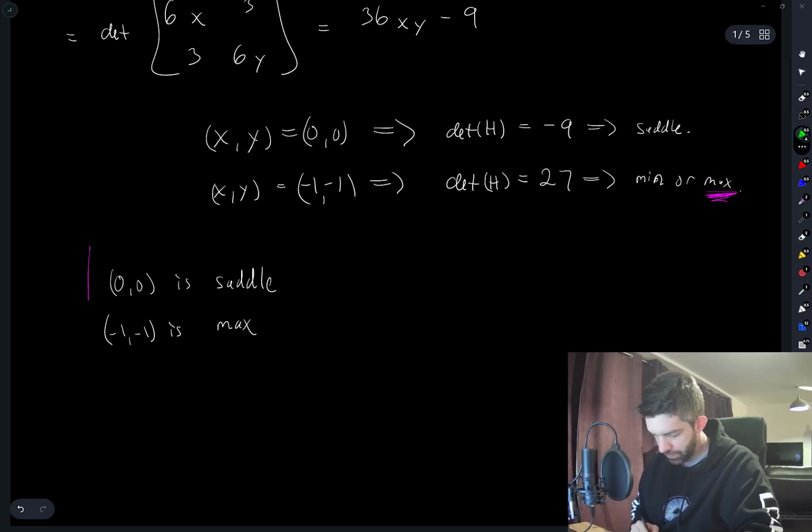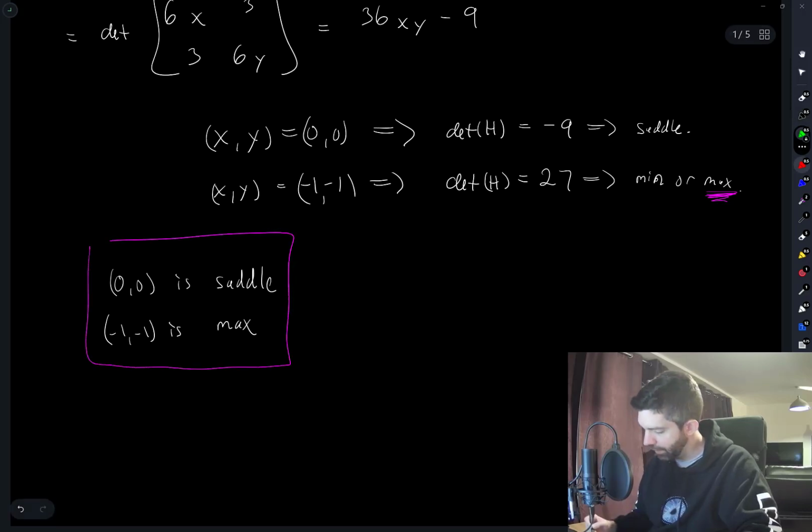Okay, so here's our answer. We have one saddle point and we have one local maximum. So the answer is C.